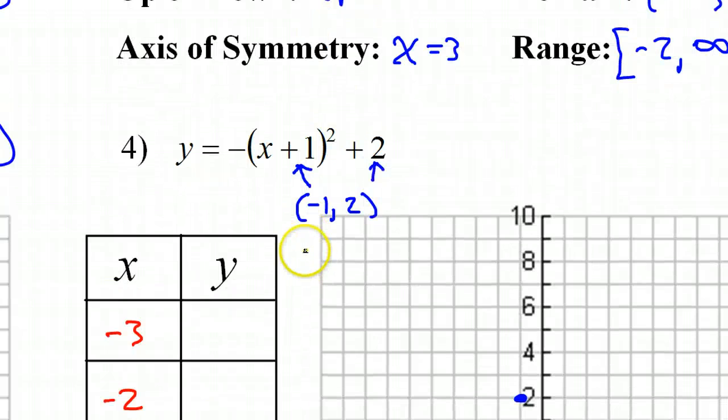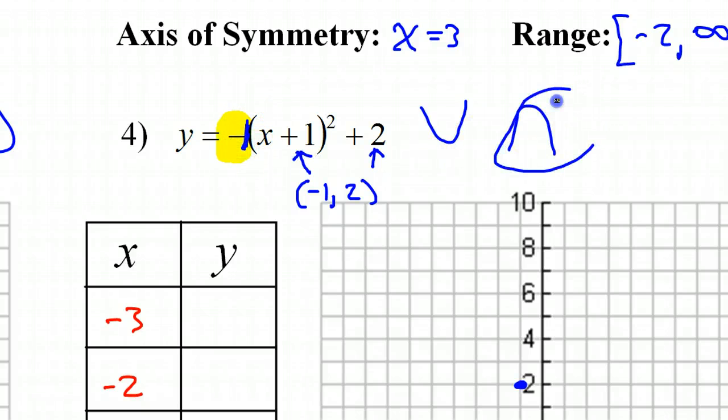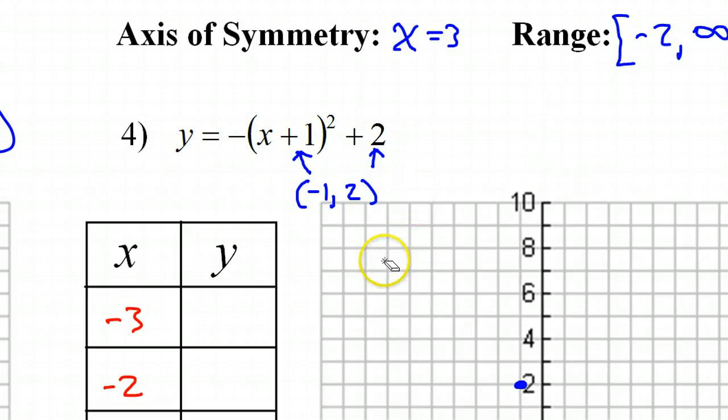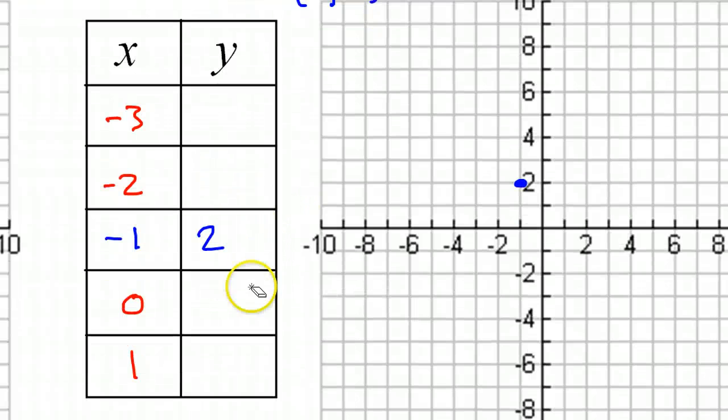We should know right now whether or not this parabola will be facing up or down. Can you tell me that just based on the equation? What do you think? Yeah, this parabola is going to be facing down. You can tell because of this negative sign right here. This is a -1 a value, and that means the parabola will be facing down. Okay, for now let's go ahead and get the actual values that go with this.